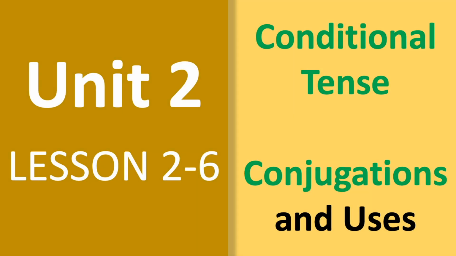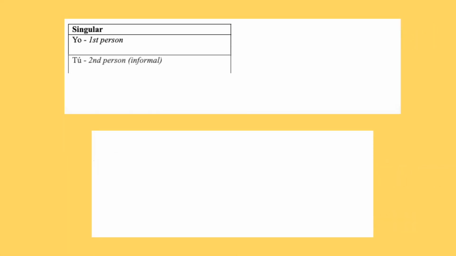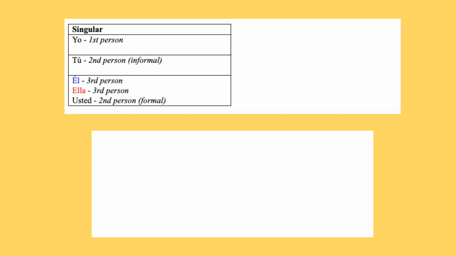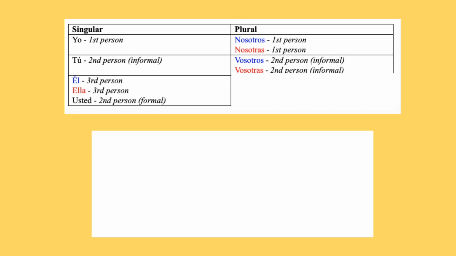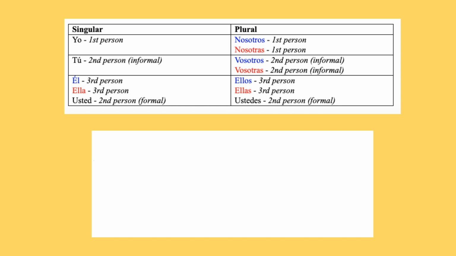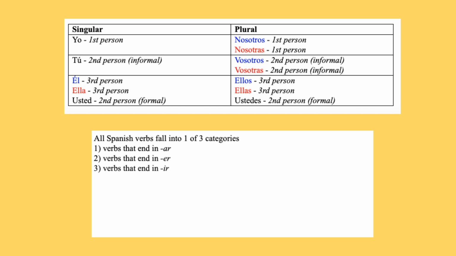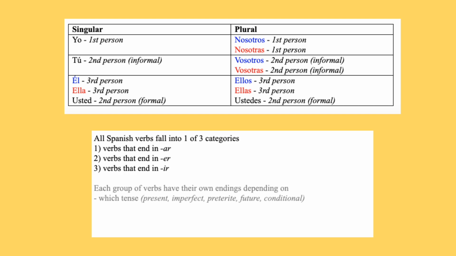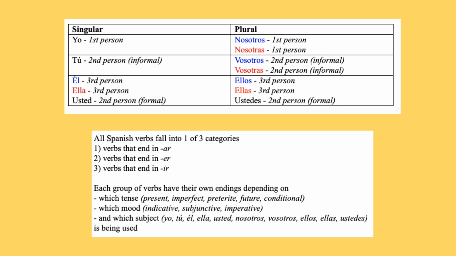Now we will look at the conditional, its regular conjugations, and the uses of the conditional. I will continue to repeat that you should already have a basic understanding of subject pronouns by this point, and you should know which ones are first, second, and third person, and which ones are singular and plural. You should also be aware of the three Spanish verb categories, AR, ER, and IR, and you should know that each group of verbs have their own endings depending on the tense, mood, and subject being used.